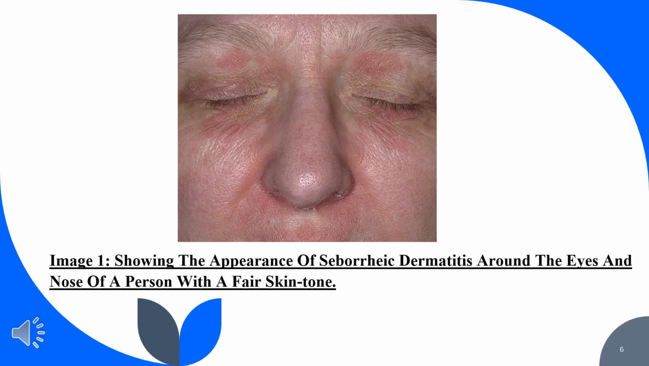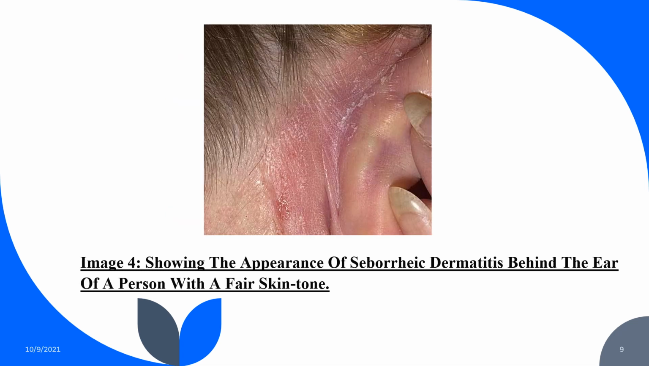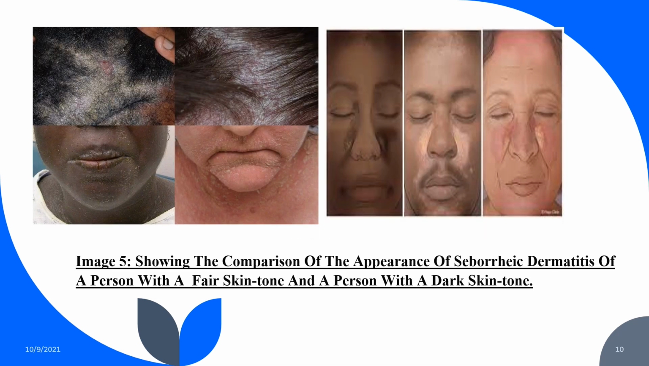The following are images that illustrate the appearance of seborrheic dermatitis on the face and scalp of persons with fair and dark skin tones. The last image illustrates a comparison between both skin tones.